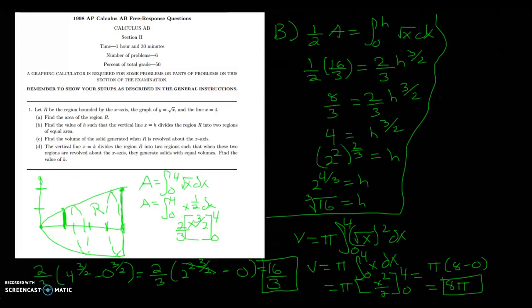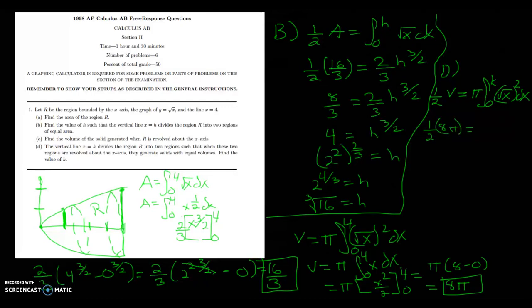So for part D, it says the vertical line x equals k divides the region R into two regions such that when these two regions are revolved about the x-axis, they generate solids with equal volumes. Find the value of k. So it's kind of the same thing as B. So we're going to do 1/2 the volume equals pi, 0 to k, root x quantity squared dx. So now we're going to do 1/2 of what was that? 8 pi? Yeah, that was the volume below.